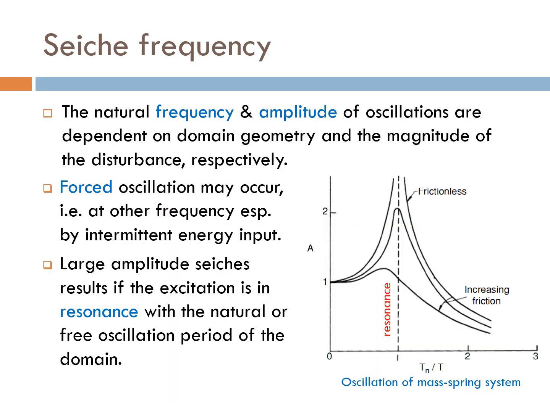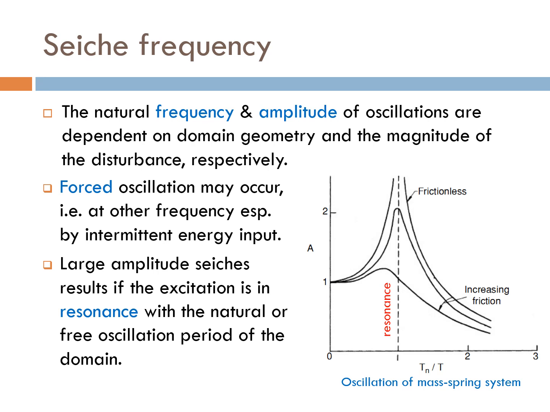When seiche happens, the natural frequency of the oscillations will very much depend on the domain geometry, which basically means the geometry of the water body. Meanwhile, the amplitude of oscillations will depend on the magnitude of the disturbance itself. In some cases, forced oscillation may also occur. That means the frequency of the oscillations is different from the natural frequency of the domain. This usually happens if there is intermittent energy input into the system.